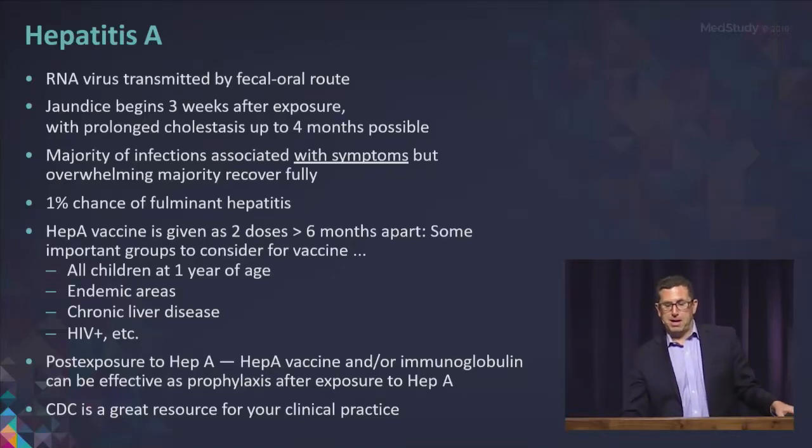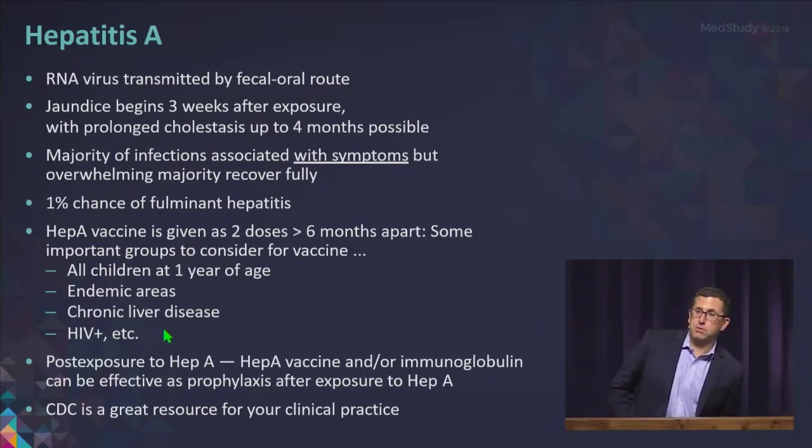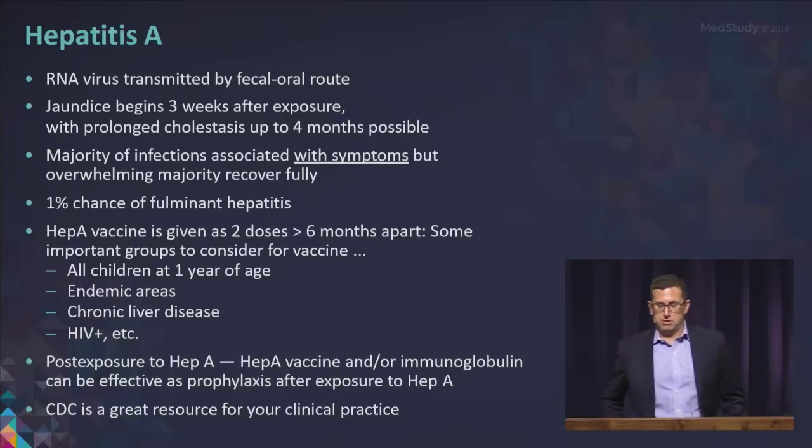There is the Hep A vaccine, which is given as 2 doses more than 6 months apart. Some important groups that you would want to consider vaccinating, either on a test or in your clinic, would be all children at 1 year of age, people in endemic areas, and those with chronic liver disease, for example fatty liver, or HIV. If you have been exposed to hepatitis A, there's post-exposure treatment: you would give hepatitis A vaccine and/or immunoglobulin after someone has been exposed.